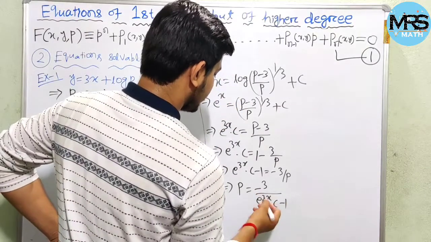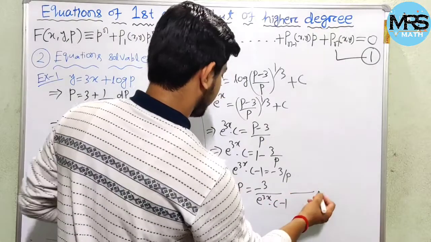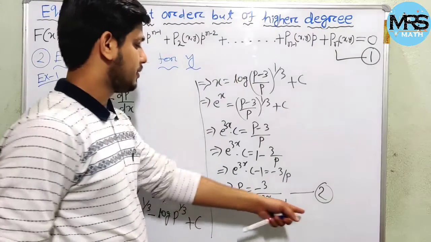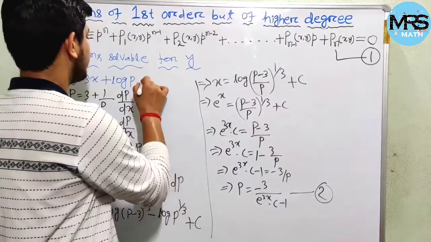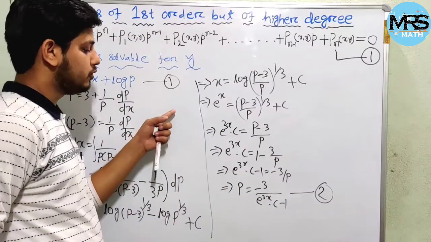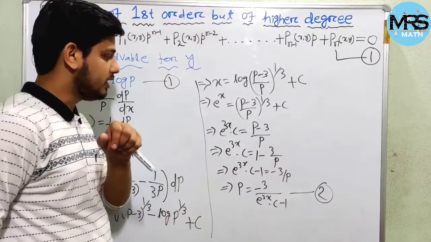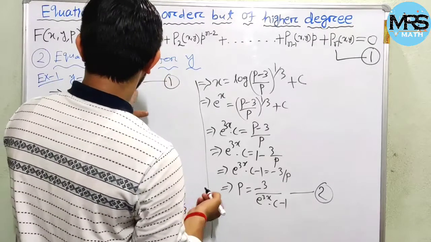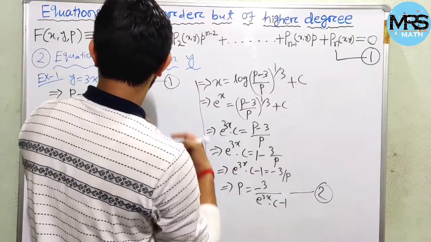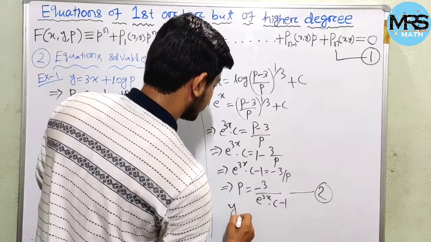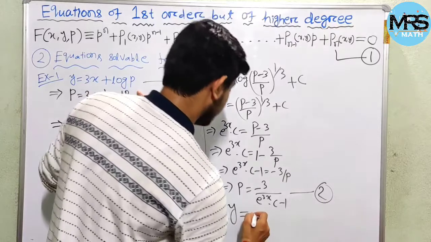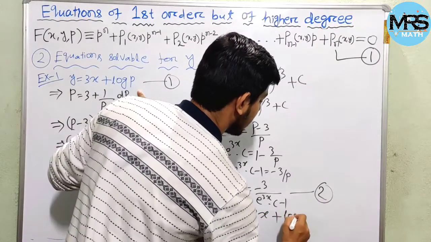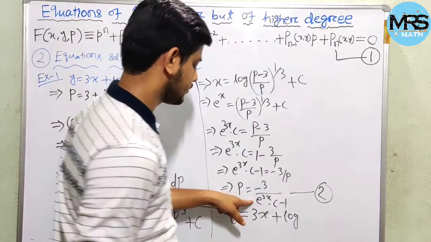Take this as equation 2. From equation 2 and equation 1 we have to eliminate p to get the solution. The p value we can put here, so the final solution will be y equal to 3x plus log of this expression.